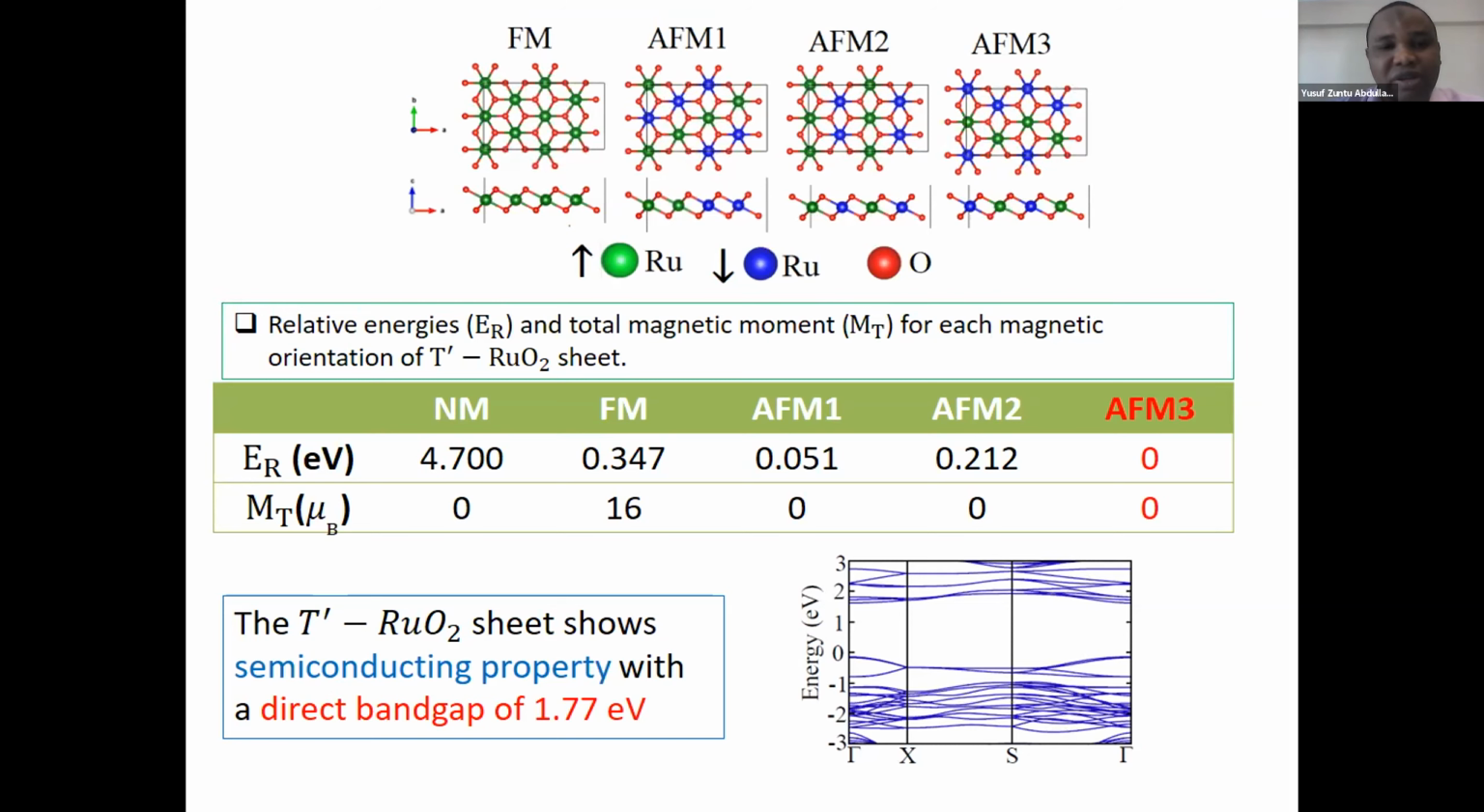And luckily enough, we found that the gap has been enhanced as compared to the one reported previously using hybrid functionals. It shows an indirect band gap with a value in the range of the solar spectrum.